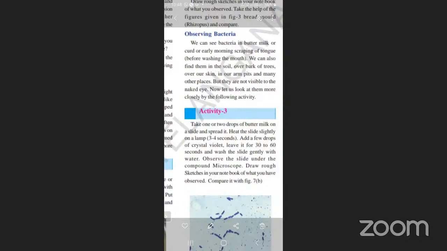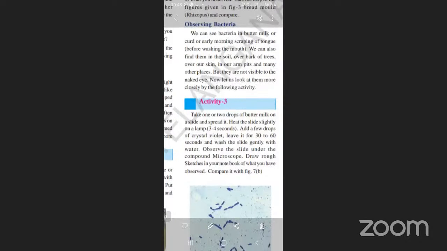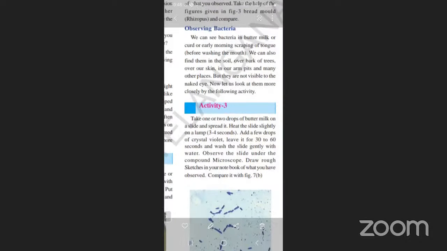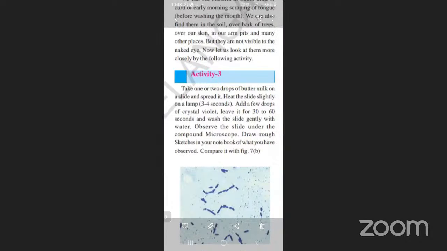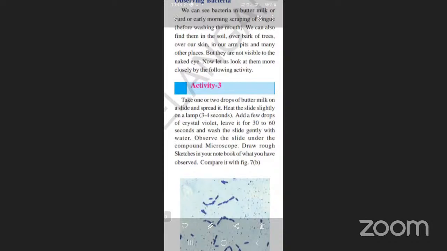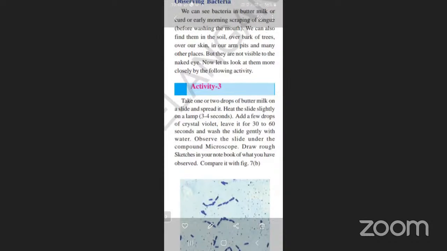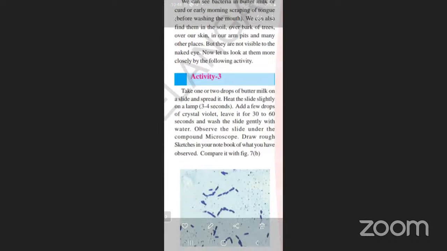Now let us look at them more closely by the following activity, using a microscope to get the view. Let us go for Activity 3. A very easy activity: take 1 or 2 drops of buttermilk. I am going to remind you once again, normally in an activity we have to write it in the exam in a systematic manner.